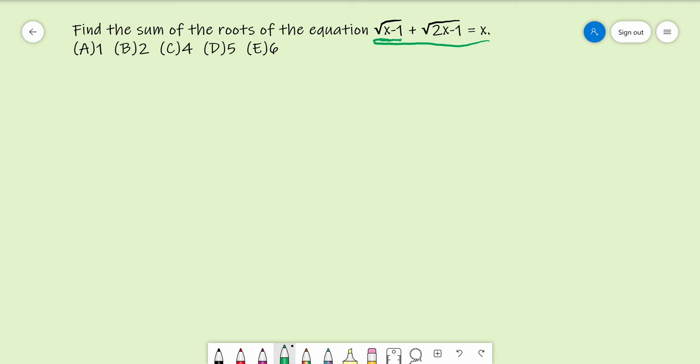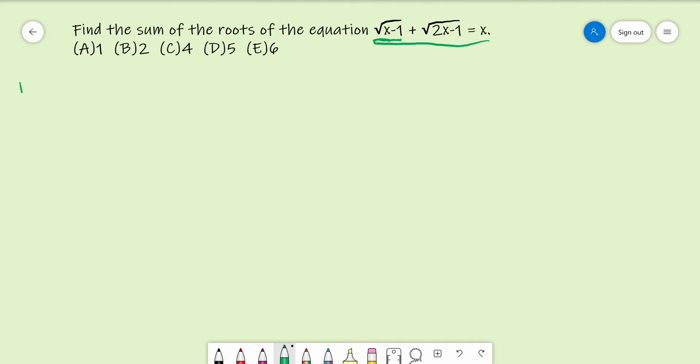Also, since we're given as our answer choices 1, 2, 4, 5, and 6, we know that x can't be greater than 5 because the sum of the two roots has to be at most 6. So x has to be between 1 and 5. Well, we can just check. There's only 5 things to check here.